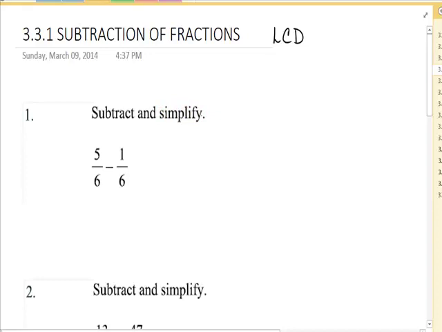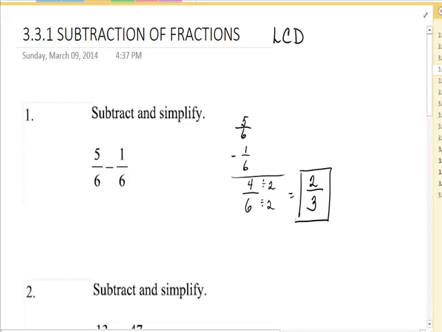So once again, I'm going to write my problems vertically. So I'm going to have 5/6 minus 1/6. I already have a common denominator, so my answer will be over 6. 5 minus 1 is 4. That is my answer, but it needs to be simplified. Those are both even numbers, so I'm going to divide by 2. 4 divided by 2 is 2. 6 divided by 2 is 3. So the answer to number 1 is 2/3.